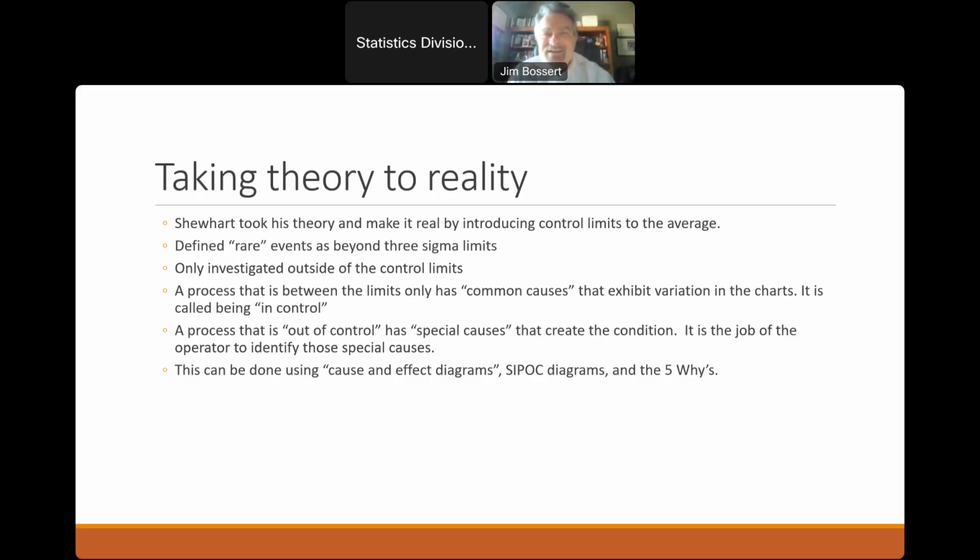Now, when he asked people to look at it, back then they did root cause analysis, trying to figure out what did it, but it wasn't as, I'll say, organized as it is now. And with the Ishikawa 7 quality tools, we have things like the cause and effect diagrams or fishbone diagrams, SIPOC diagrams, SIPOC standing for supplier, input, process, output, and customer.